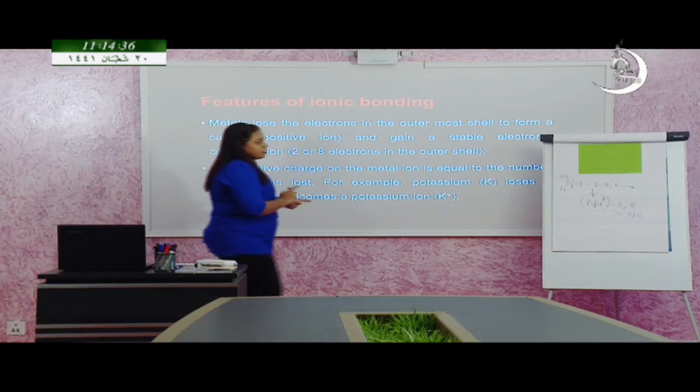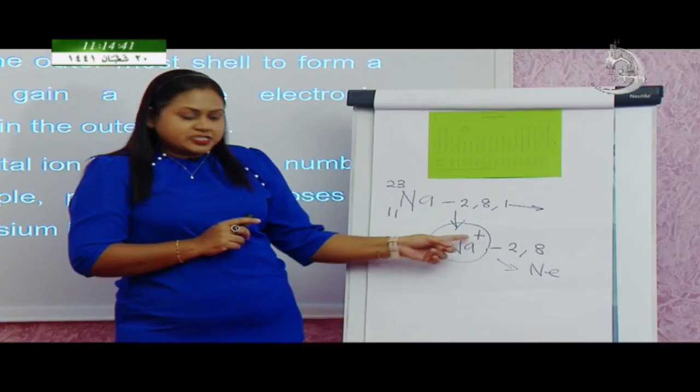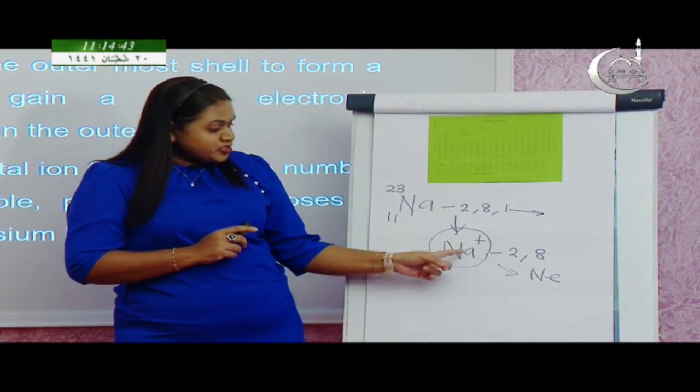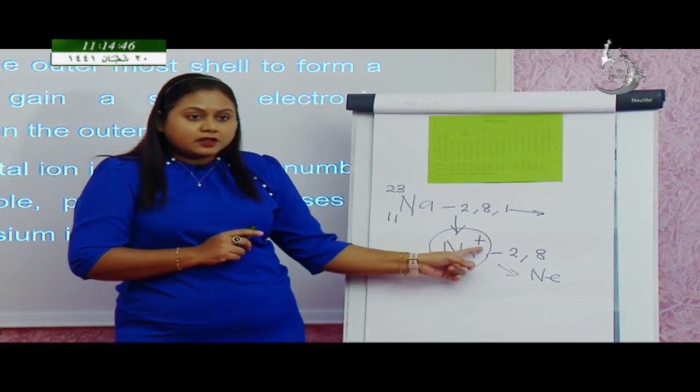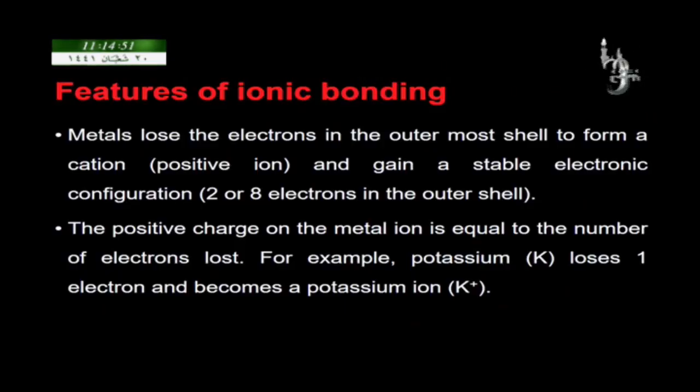Now, if you refer to the example we did on the flip chart, sodium ion, can you see the charge? It is Na plus, which means that sodium has lost 1 electron. So, this point is very much highlighted in that example. The positive charge on the metal ion is equal to the number of electrons which is lost. So, for example, here it is given potassium. Again, potassium is in group 1 of the periodic table. It will lose 1 electron and become a potassium ion with the formula K+.